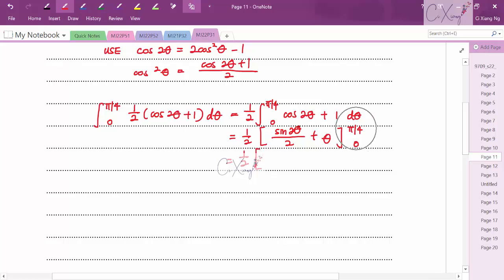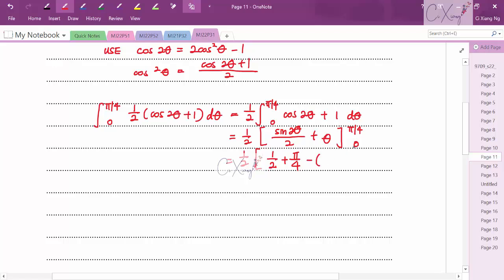So half is still a half. Substitute pi over 4 into the sine 2 theta, I have sine pi over 2. Sine pi over 2 is 1, so I have 1 over 2. Substitute pi over 4 into the theta, I have pi over 4. I will just keep it as pi over 4 because for this question, they want us to get the exact answer, so I keep it as a fraction.